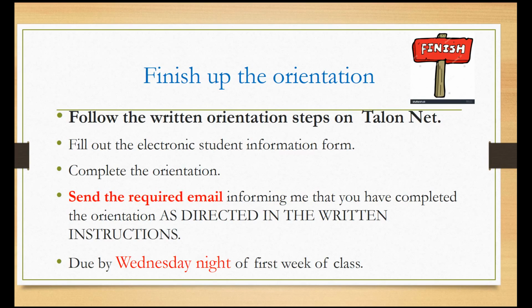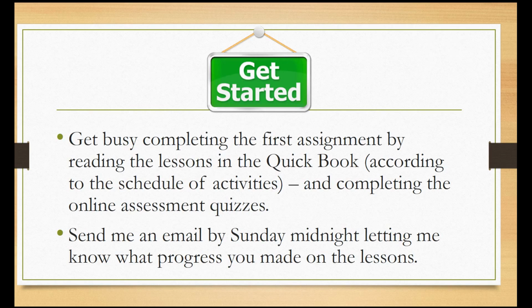So let's wrap this up. Please finish the orientation by reading the written instructions under the online orientation link in TalentNet. Follow the instructions carefully. Complete the student information form. It will be submitted electronically to me. After you have submitted the information form electronically, send me the required email letting me know that you have completed the orientation. And then get started on the first set of assignments out of the QuickBooks. To access the instructions for the first module, scroll down to the very bottom of the TalentNet site and click on Module 1. I look forward to working with you this semester.